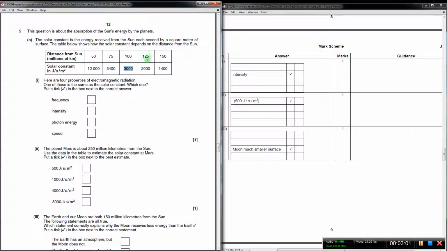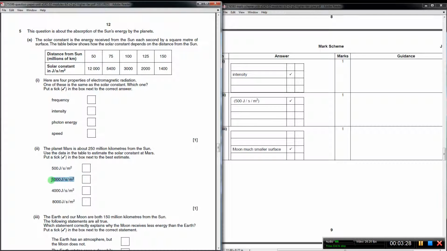So if we use that idea, then 250 is double 125, so we'd expect, again, the solar constant to fall by a factor of 4 when we double the 125 to make 250. And indeed, if you look at the options, 2000 divided by 4 is 500, so that's definitely the right one. But you don't really need the inverse square law to see that. You can tell that as it's going down, by the time it gets to 250, it's definitely going to be less than 1000.